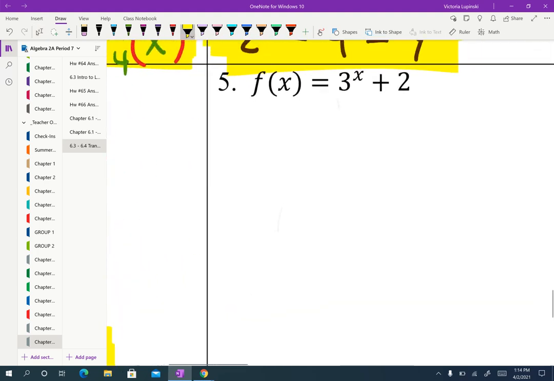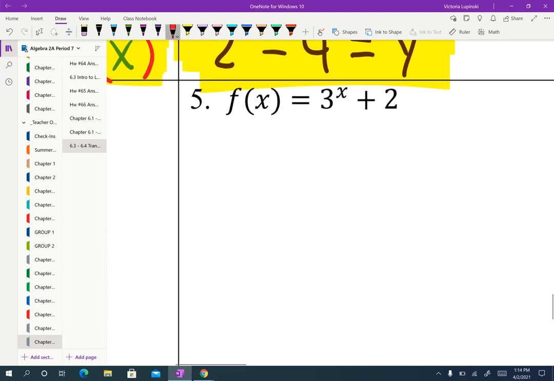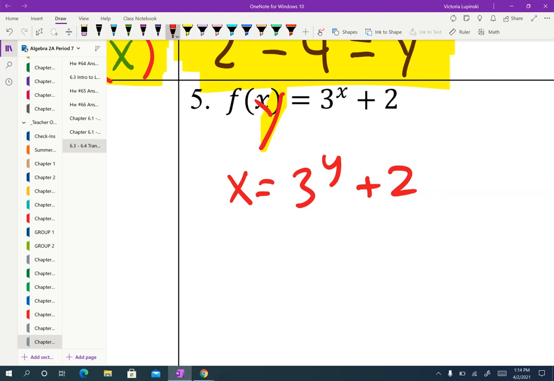So to finish up the last couple, number 5, you have an f of x equals, so change that to a y equals. You're then going to switch the x and y, so x equals 3 to the y plus 2. If you tried to do the loop, the 2 would be left out, so you have to first subtract it over to the left-hand side. So x minus 2 equals 3 to the y.